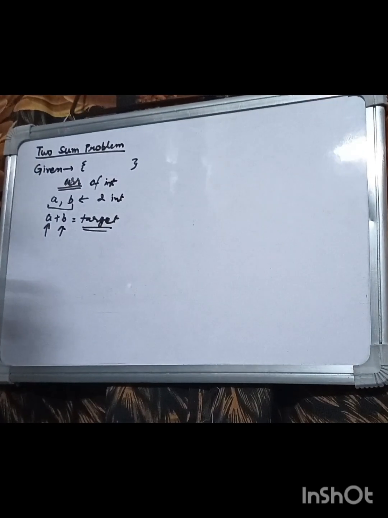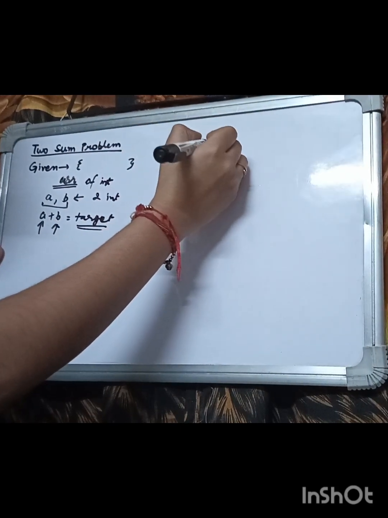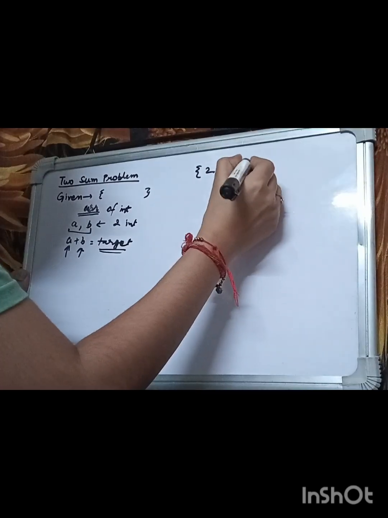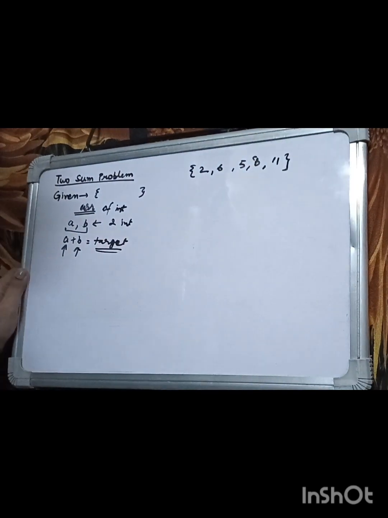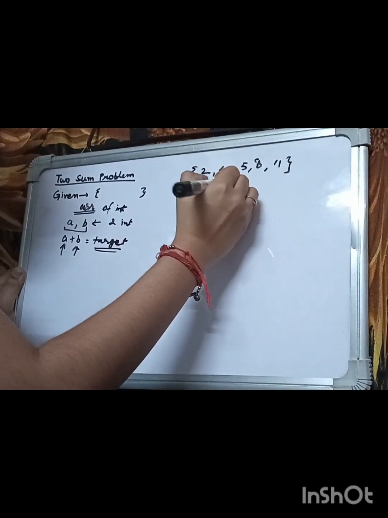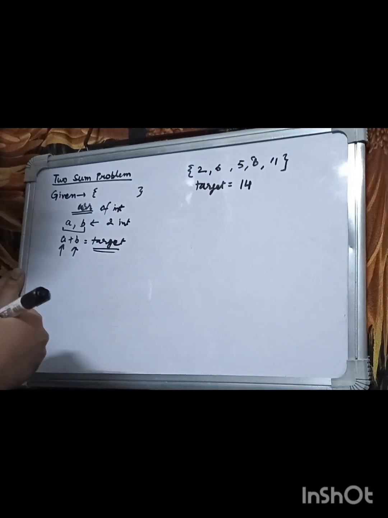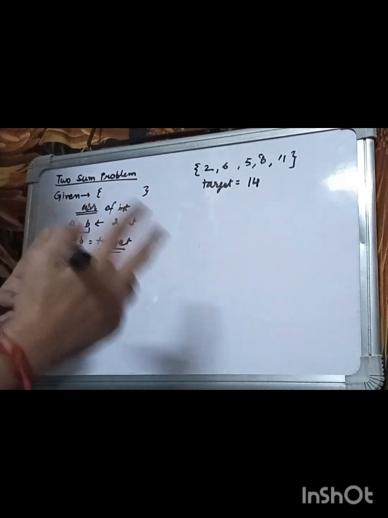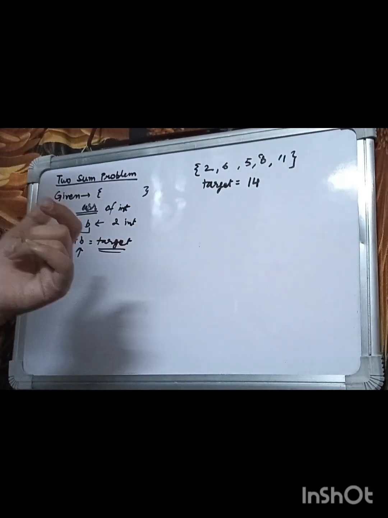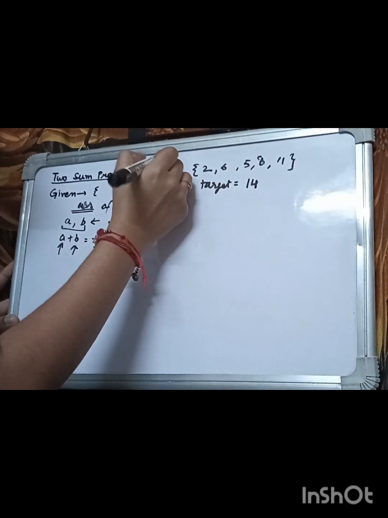Okay, now how to proceed? First of all, let's see an example of this. Let's take an example, that is 2 6 5 8 11. This is what we have taken. Now my target is 14. Now what I have to do, I have to find two elements that sum up and give me the result of 14.